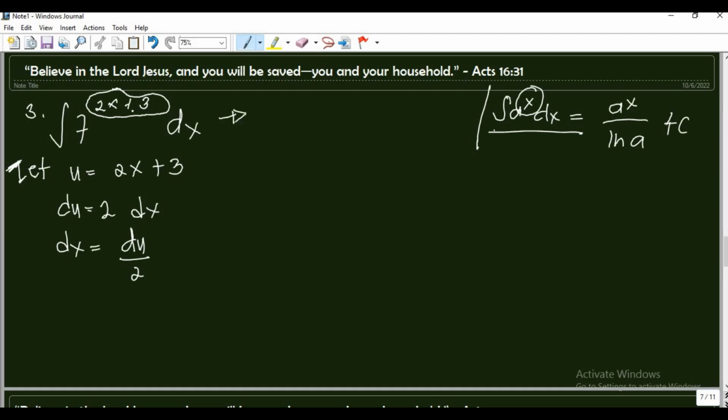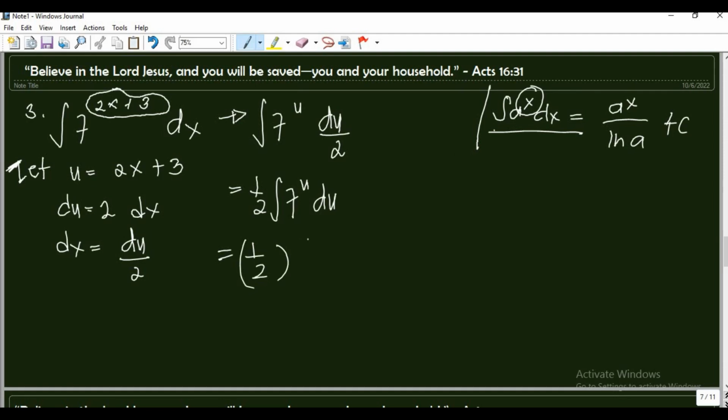Now I substitute it here. It becomes the integral of 7 raised to u, and my dx is du over 2. Again, I take out 1/2 because that is a constant: 1/2 times the integral of 7 raised to u du. In the formula, it is x; here I just replaced x with u. So I will still follow the formula, and it becomes 1 over 2.